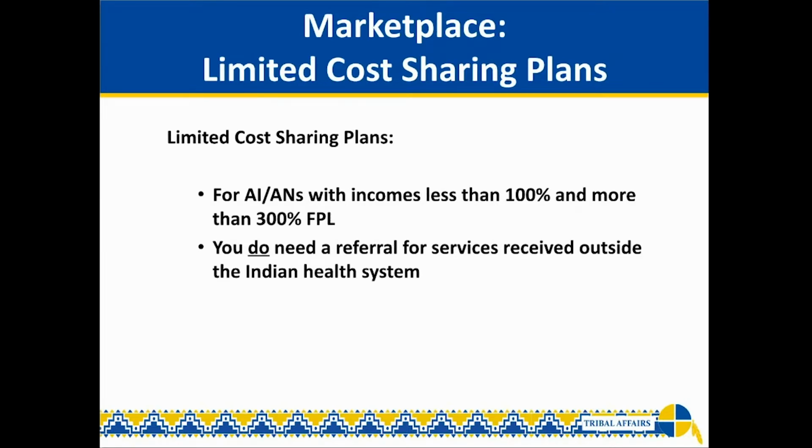The second plan is called a limited cost sharing plan. You may qualify for limited cost sharing if your income is less than 100% of the federal poverty level or more than 300% of the federal poverty level. And again, that's below $26,200 or above $78,600 for a family of four in 2020.